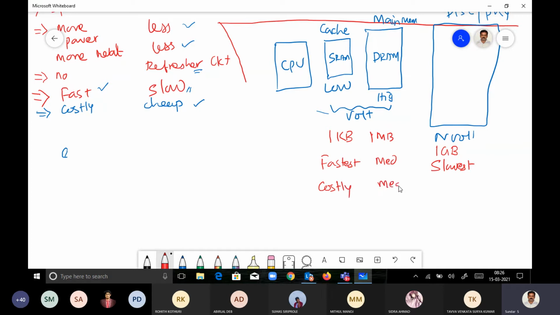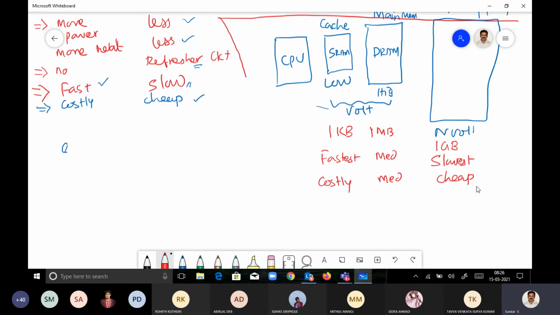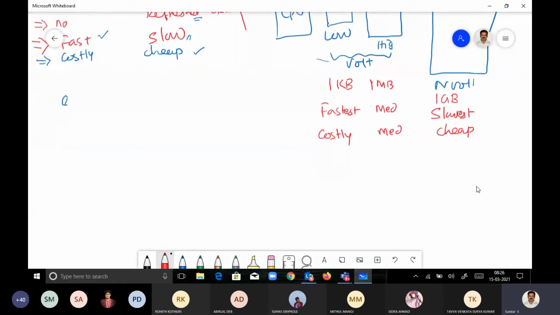Medium cost, very cheap. Okay, right. So this is the way they are characterized. Now we are going to concentrate first on main memory, sorry, cache memory. So we are going to discuss further on cache memory.